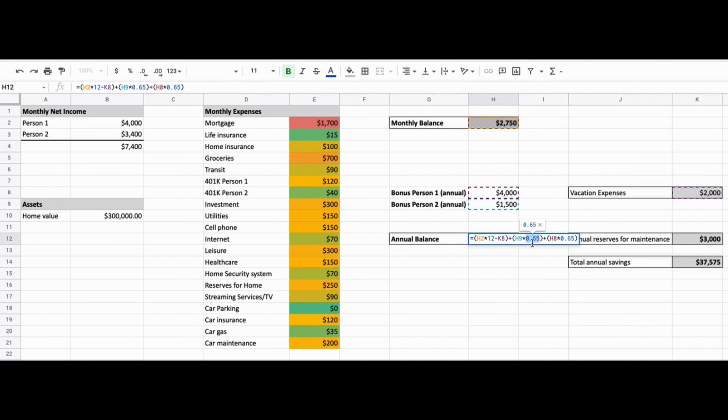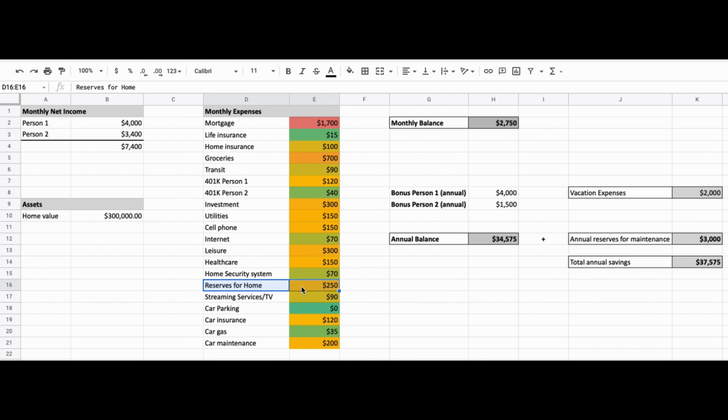If we look at the formula of this cell that calculates the annual balance, you will see that the bonuses are multiplied by 0.65. This 0.65 is just a placeholder for the taxes to be paid on the bonus. If you know the exact bonus net income that you will receive post-tax, you can delete this part of the equation and just indicate the net income from bonuses above. Otherwise, if your tax bracket is different from the one that I'm indicating here, just modify the 0.65 to reflect your personal situation.